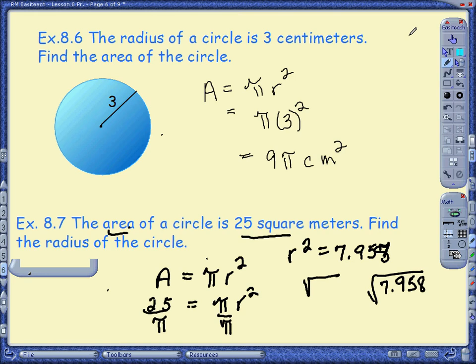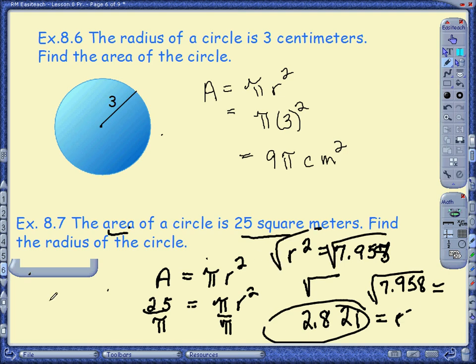7.958 and enter. And now we get another big long decimal number, but it is approximately 2.821, and that's the length of the radius. You have to take the square root of both sides of that equation.